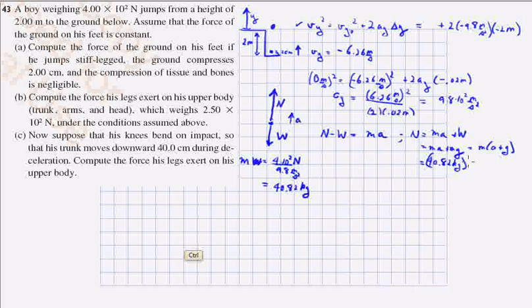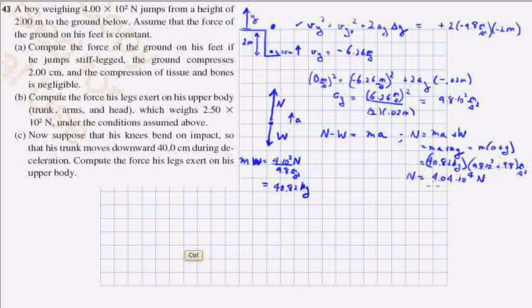That coming from here, times the sum of the acceleration that I computed up above here, 9.8 times 10 to the 2 plus g, 9.8 meters per second per second. And if we compute that out, N, the force of the ground on him, is 4.04 times 10 to the 4th newtons.